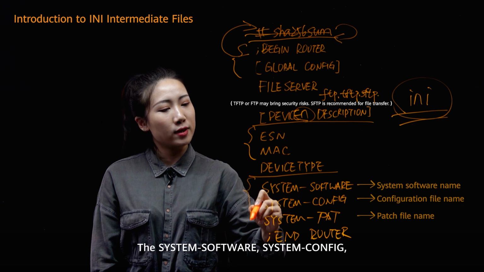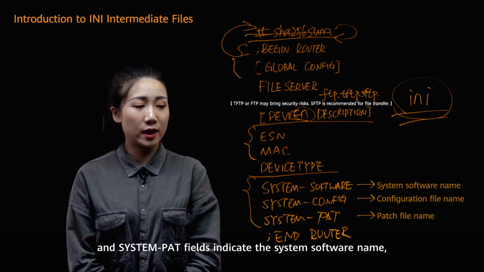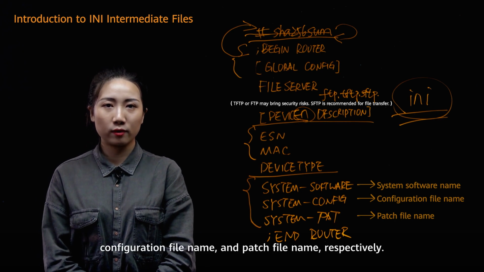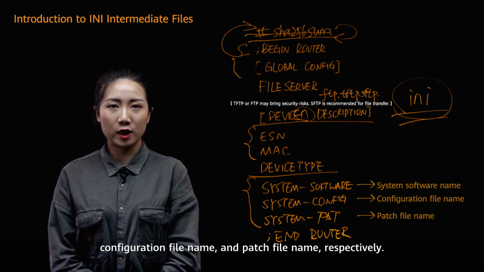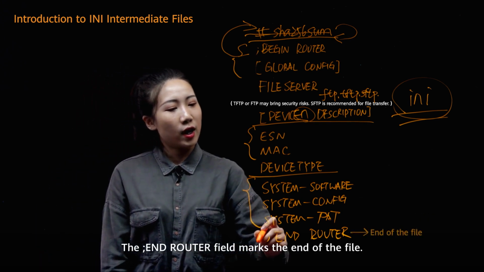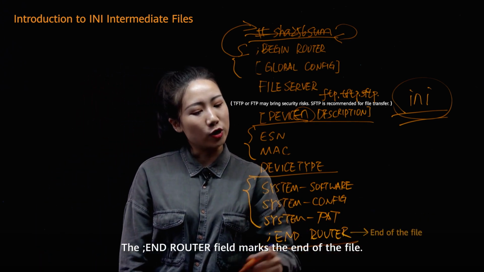The system software, system config, and system pat fields indicate the system software name, configuration file name, and patch file name respectively. The end router field marks the end of the file.